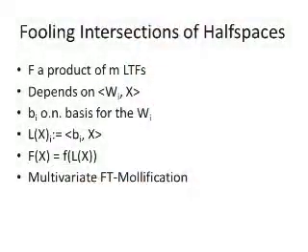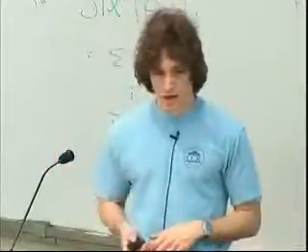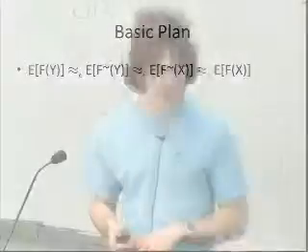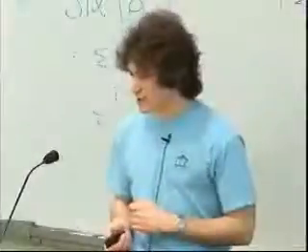So now we're going to use multivariate FT-mollification. The basic plan is the same. We convolve little f with this rho, or a scaled version of this rho, to get f tilde, and we prove this chain of approximations. We get f tilde by convolving with c to the m times rho of c times x.